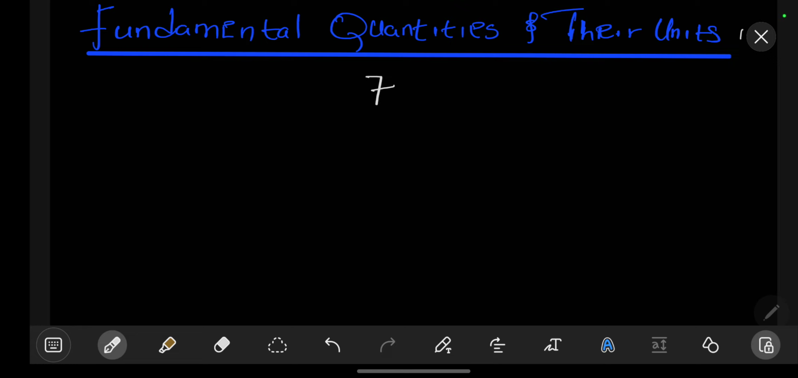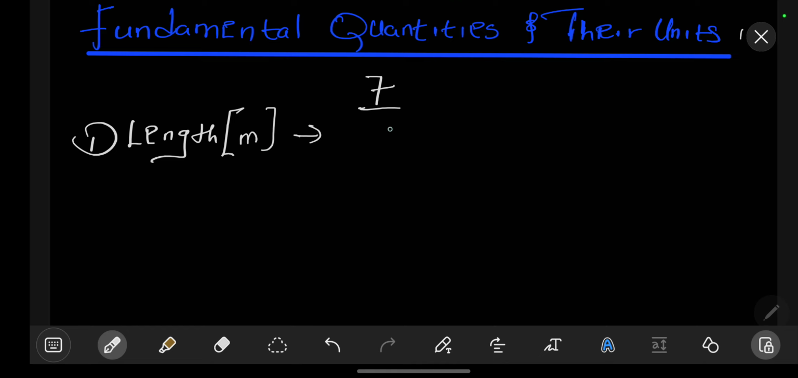The first we'll talk about is length. So the 7 fundamental quantities: number 1 is length. Length is the first one there. The unit for length is meter.